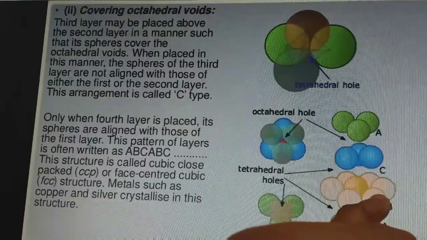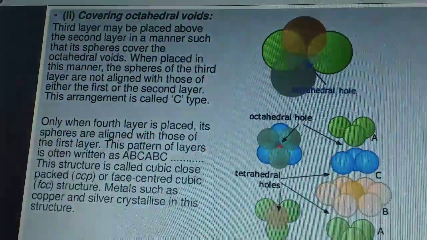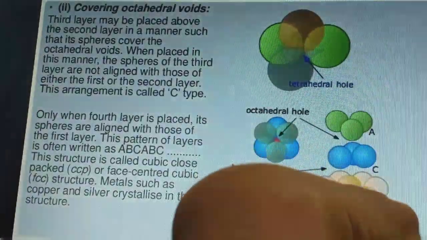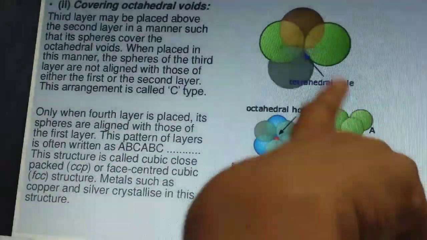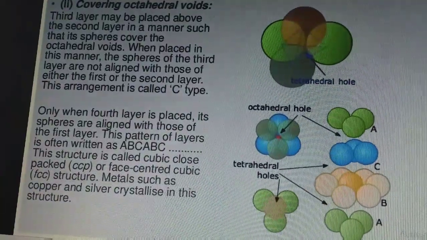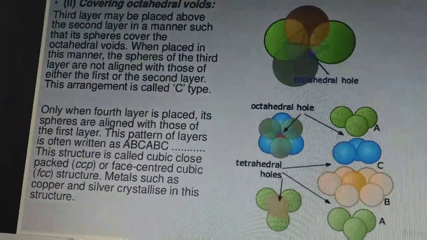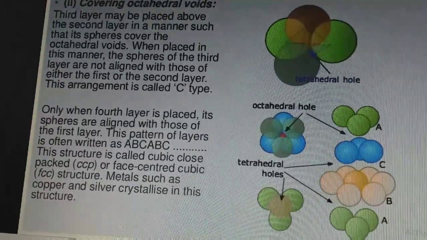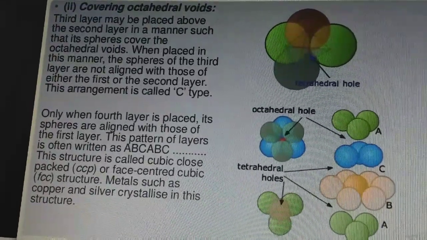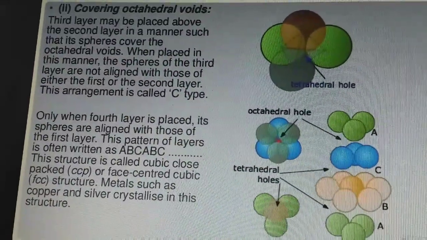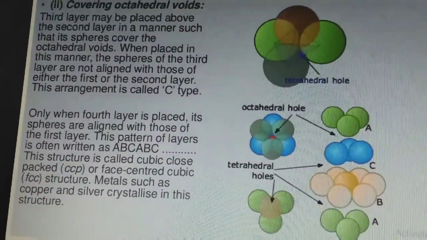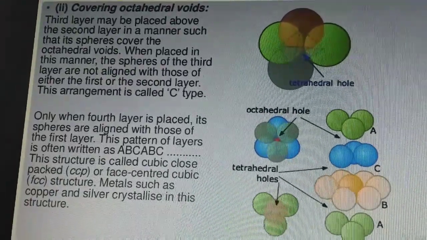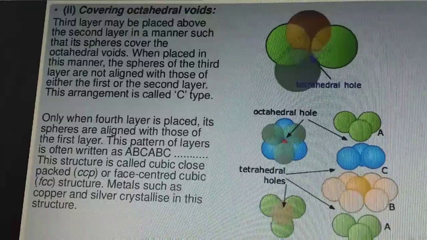So A is there, B is there. After that A is not coming, C is coming. And then the fourth layer will be vertically aligned with the first layer. That's why this type of arrangement we call ABC pattern. Only when the fourth layer is placed, its spheres are aligned with those of the first layer. This pattern of layers is often written as ABC, and it is called cubic close packed or face-centered cubic structure. For example, metals such as copper and silver crystallize in this structure. I hope you understood this.